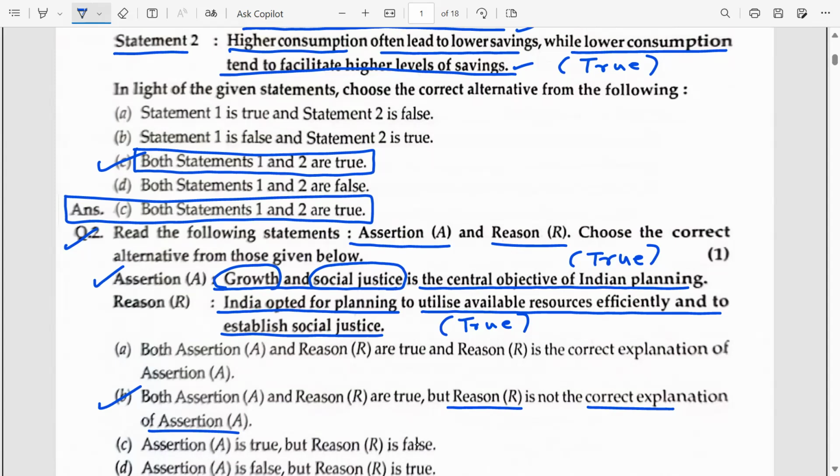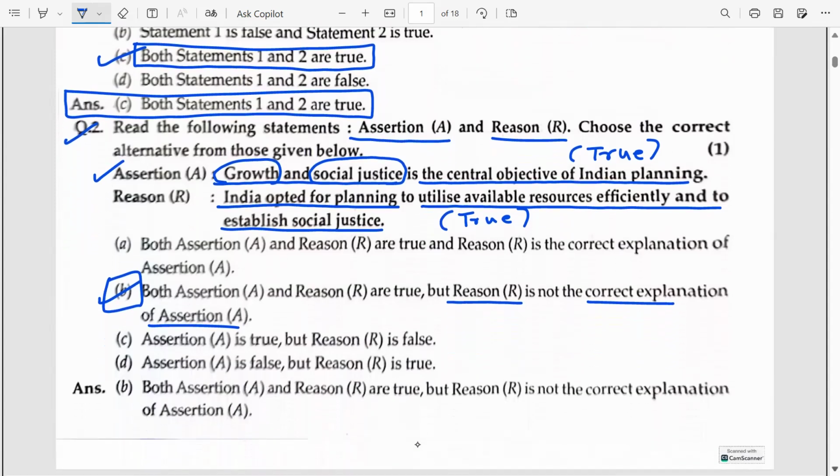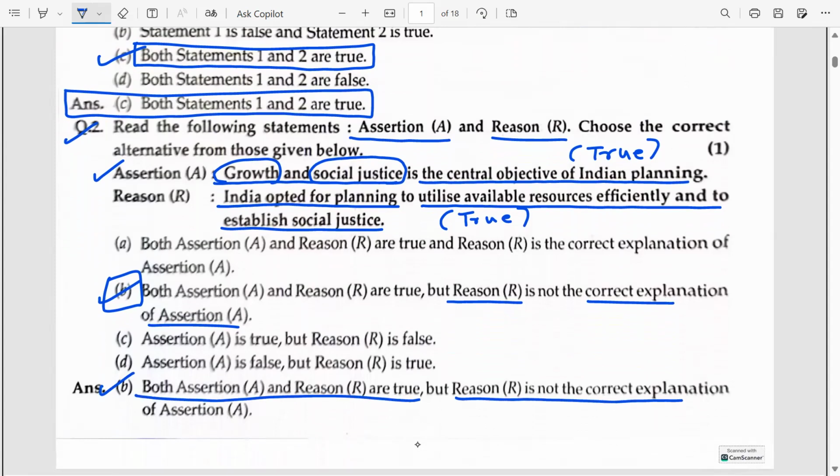The reason is not correctly explaining the assertion. So my answer is option B. Students can also match it here. Both assertion and reason are true, but reason is not the correct explanation of the assertion. So this was discussed orally. We don't need the whiteboard for this.